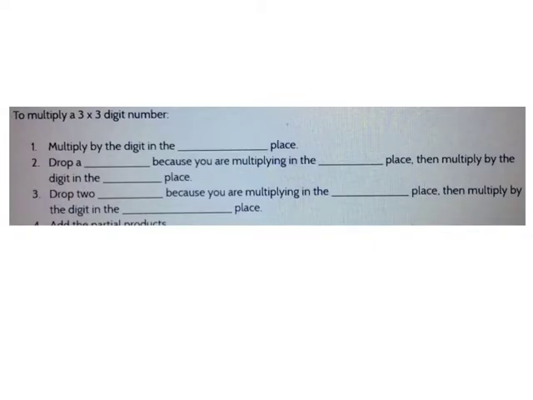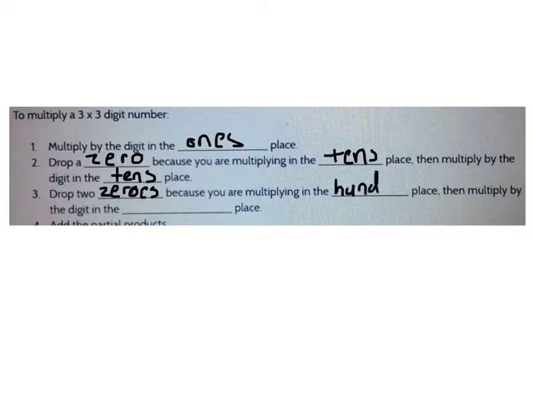Now let's fill in our notes. When we're multiplying by a three-digit number, first we're going to multiply by the digit in the ones place. Then we're going to drop a 0 because we're multiplying in the tens place. And we're going to multiply by the digit in the tens place. After that, we'll drop 2 zeros because we're multiplying in the hundreds place. Then we'll multiply by the digit in the hundreds place. Finally, we'll add the partial products.